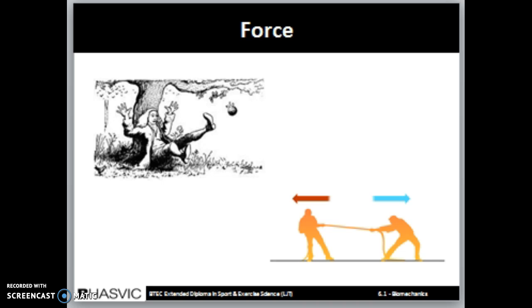Direct force is a force that's directly applied to a body through its centre of mass, whereas an eccentric force will create an angular motion, so applying force to the outside of an object, causing it to rotate.